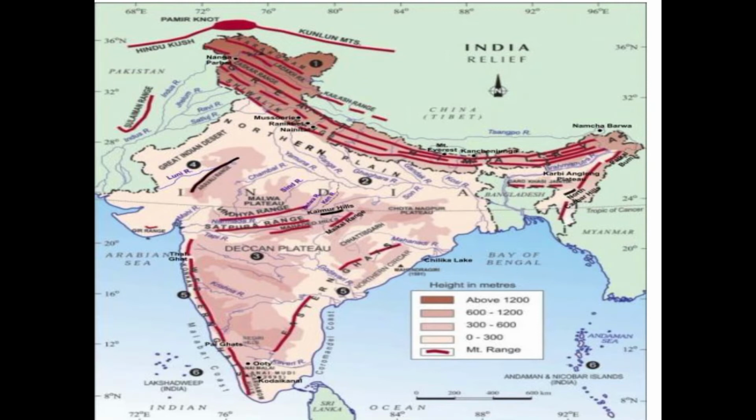We can have an observation of these ranges. We have the Hindu Kush range, we have the Pamir Knot, we have so many important ranges here. The significant part to be noted here is that they are older than the Himalayas or the Aravalli ranges of mountains.